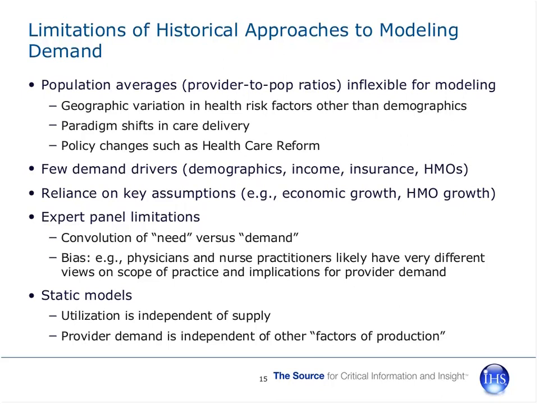Also, they often relied on key assumptions. In the case of Dr. Cooper's, it was about economic growth. In the case of the benchmarking with the group staff HMOs, it was about HMO growth. So those were limitations of those approaches. Limitations of approaches that used expert panels are that there could be potential bias. The physicians think that care should be delivered in one way. The nurse practitioners might have different ideas about how care might be delivered. And so there are limitations to those approaches.